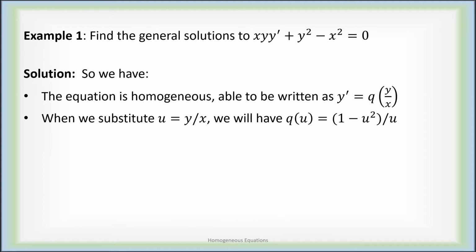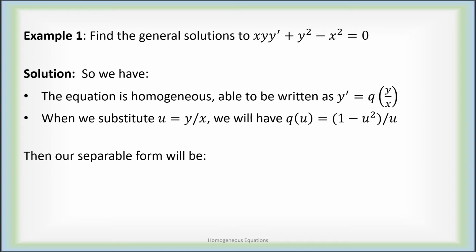So what we've done so far, we've noticed that this is a homogeneous differential equation. We were able to rewrite y prime as a function of the ratio y over x. We performed the relevant substitution and determined that that function q works out to be q of u is 1 minus u squared over u.